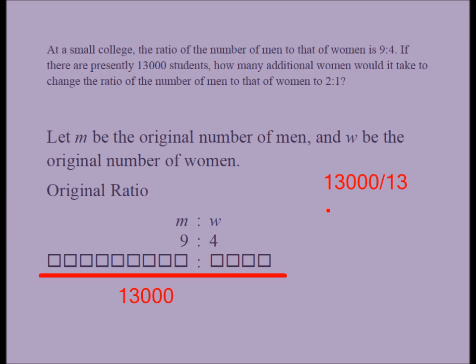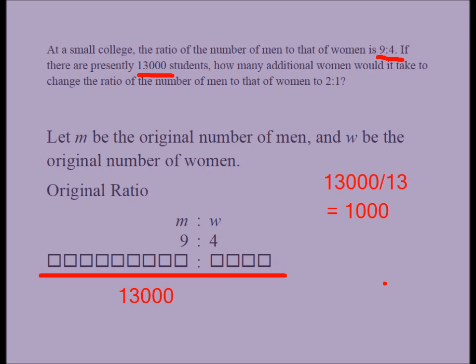And what does that turn out to be? That turns out to be 1,000. So each box or each group contains 1,000 women or 1,000 men, depending on which group you're talking about. So there are 9,000 men in that college and 4,000 women in that college. So that's what we can conclude from this ratio and the fact that there are 13,000 students in that college.